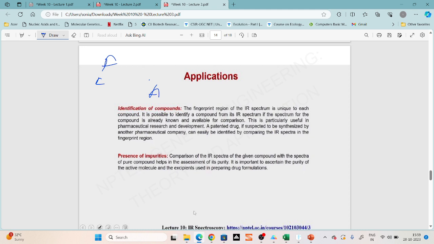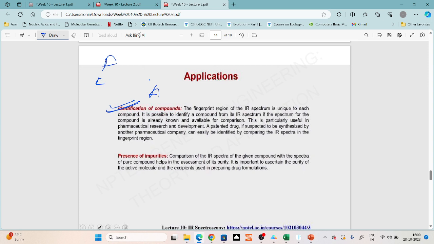See, this is what is written: a patented drug, if suspected to be synthesized by another pharmaceutical company, can easily be identified by comparing the infrared spectrum in the fingerprint region. So, identification of a compound becomes another application. Then, another application is presence of impurities. What does it mean?